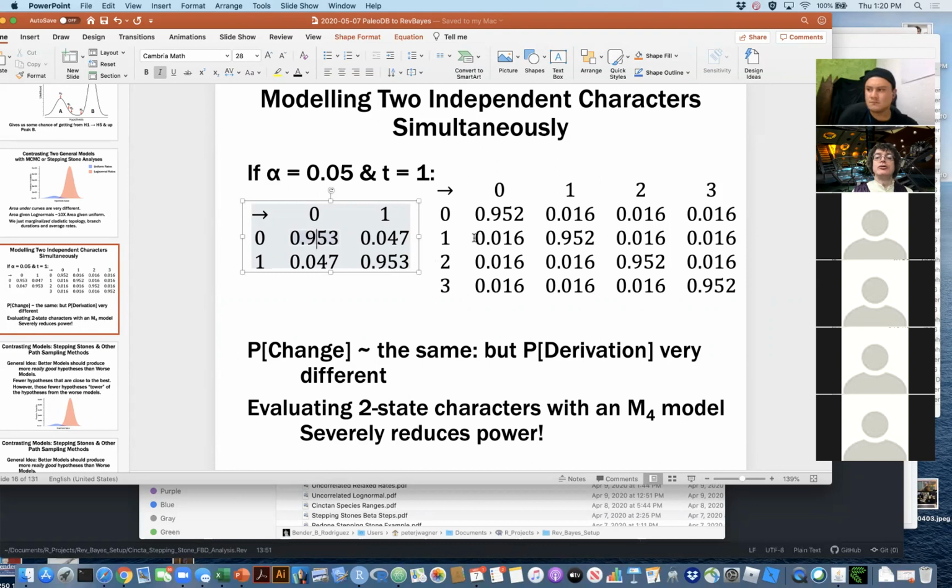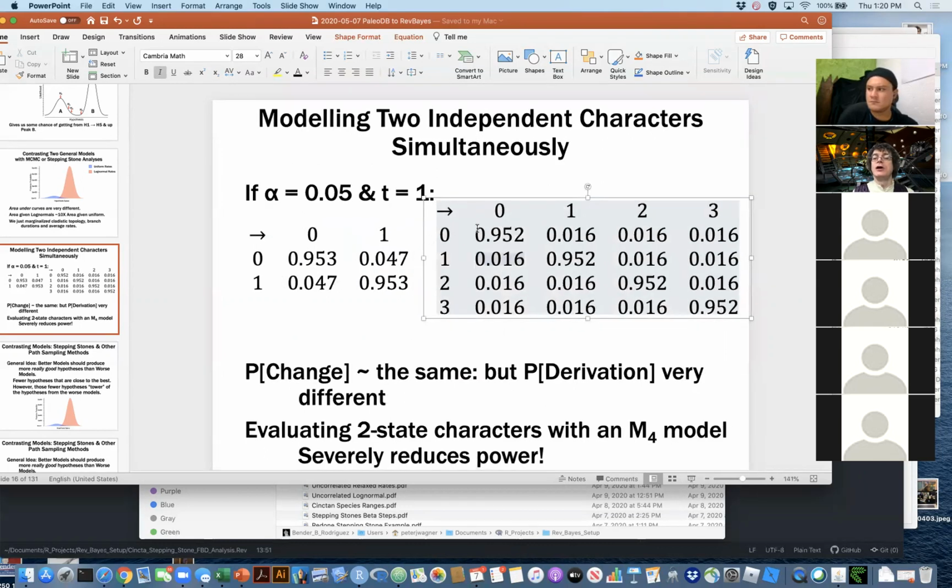When we go up to 4 states, however, with the same alpha, you start to see a difference in that, okay, the probability of net stasis doesn't change much, but the probability of deriving any particular state goes way down. Of course, it's almost necessarily limited to be that, right?